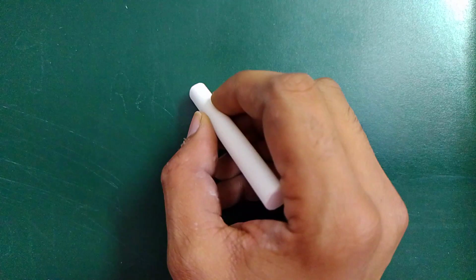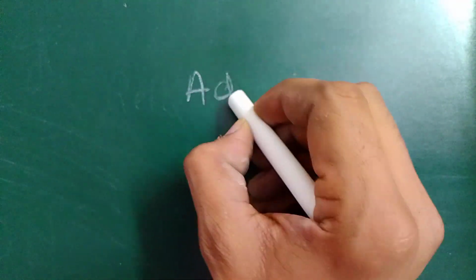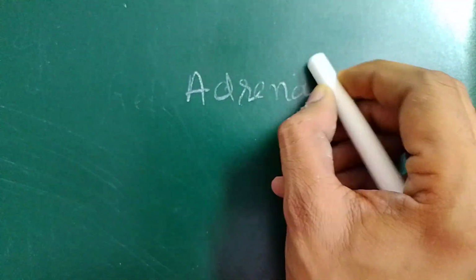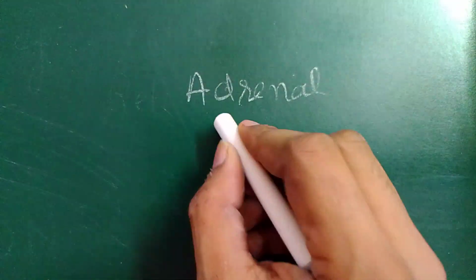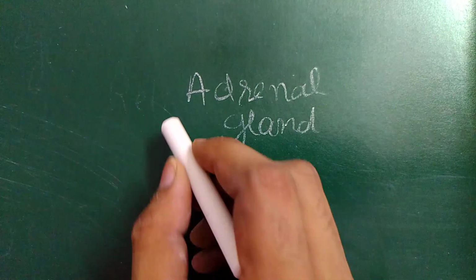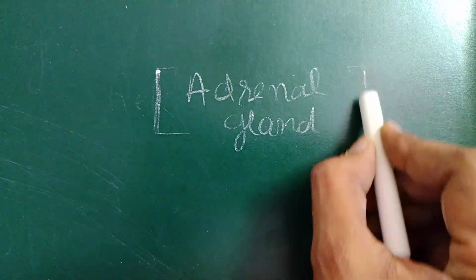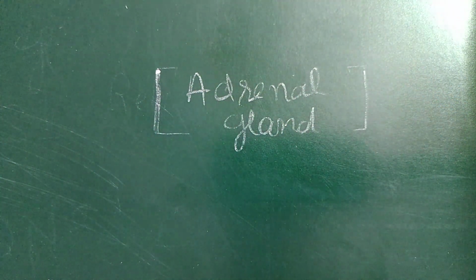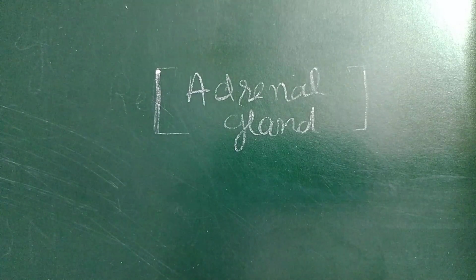Today we are going to discuss something about adrenal glands. So let's start. Adrenal gland. So we have two parts of adrenal glands.